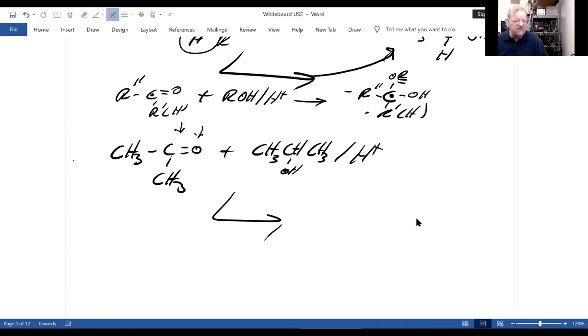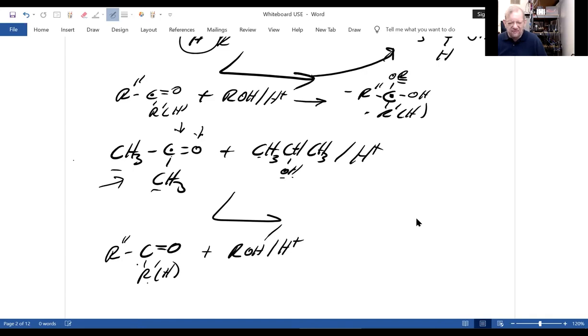Oxygen double bond to carbon, carbonyl, carbon double bond to oxygen. Got carbons here and here. I'll call R prime and R double prime. Just so happens in this example, they're the same, but R prime could have been a hydrogen. If it was, this would be an aldehyde. If it's carbons like this is, it's a ketone. What am I reacting with? Carbon, oxygen with a hydrogen and a carbon, alcohol.